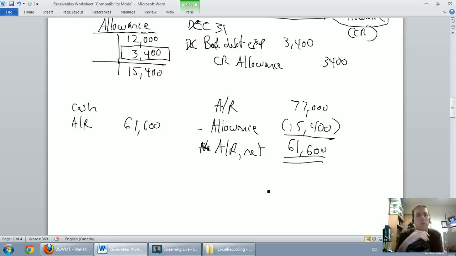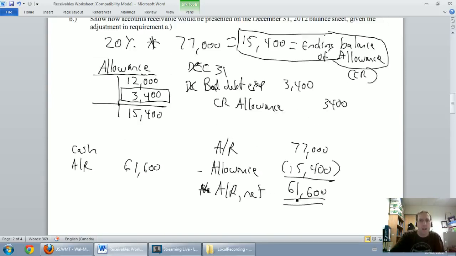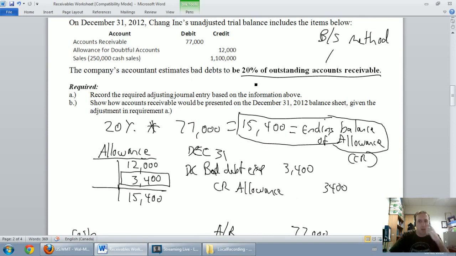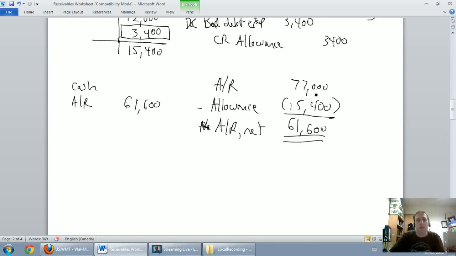So again, the accounts receivable is the amount I'm legally owed. I'm owed 77 grand, but I know if I have a lot of customers that owe me money, not everybody pays. Because of it, I need to set up an allowance for those customers that don't pay. In this case, based on my manager's estimate of 20% of outstanding accounts receivable, I think 15,400 of these dollars aren't coming in. I don't need to tell my shareholders I'm going to get 77 grand when I really don't think I am. I only think I'm going to get 61,600. That's the number I present on the face of my financial statements. That's my net accounts receivable.